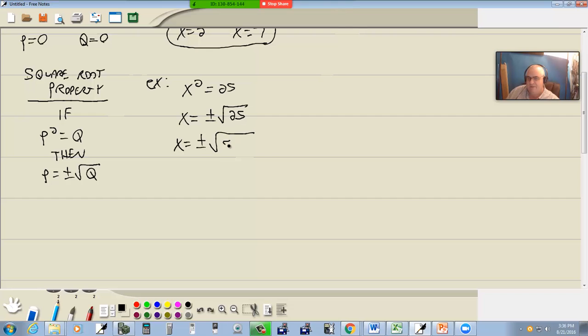Now 25 is 5 times 5. And remember, with square roots, we're looking for a pair of something. So here's a pair of 5s, so they're going to come out in front as a single 5. So we got x is equal to plus or minus 5. And that's our answer.